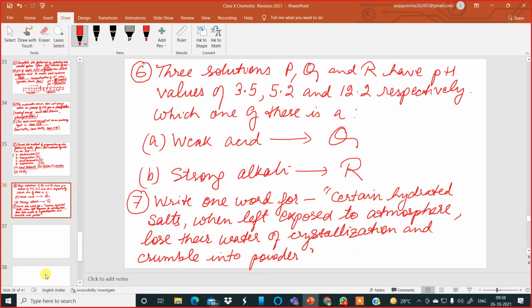You must have heard in class 8 also, 9 also. There are certain hydrated salts. If you just expose them to the open atmosphere, they will lose the water of crystallization and then they just crumble down into a powder state. So what is this property called? Yes, correct. The answer is it is called efflorescence.